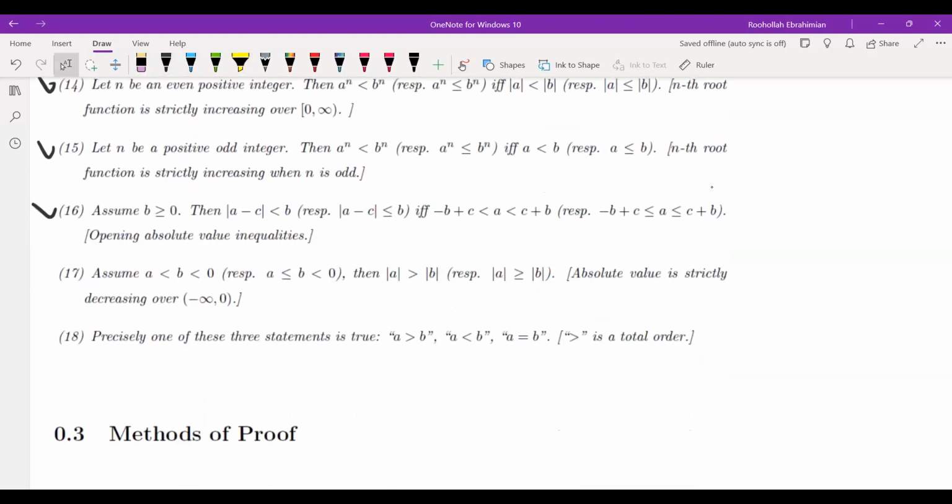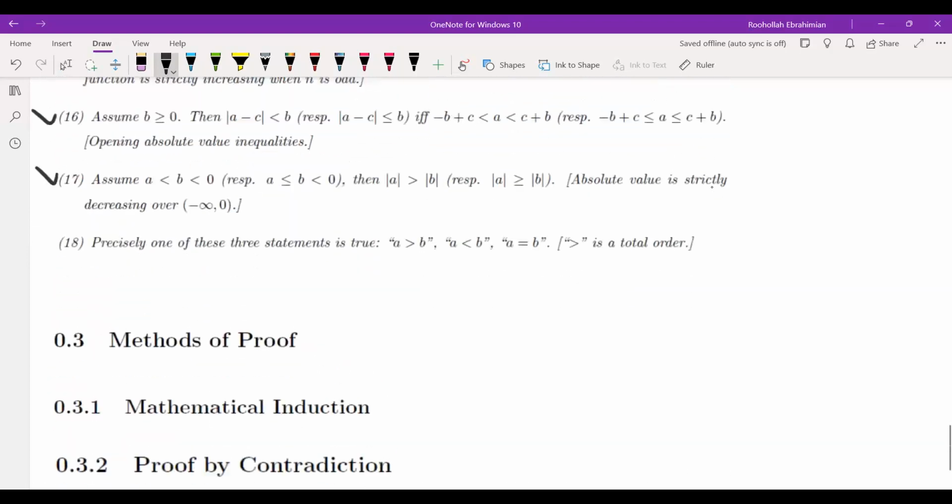And the last two parts are if a is less than b and they are both negative, then absolute value of a is more than absolute value of b. So if you have two negative numbers, the one that is smaller has larger absolute value. And finally, it is always the case that precisely one of these three inequalities holds. Either a is greater than b, or a is less than b, or a is equal to b. And that again follows from the positivity axiom.